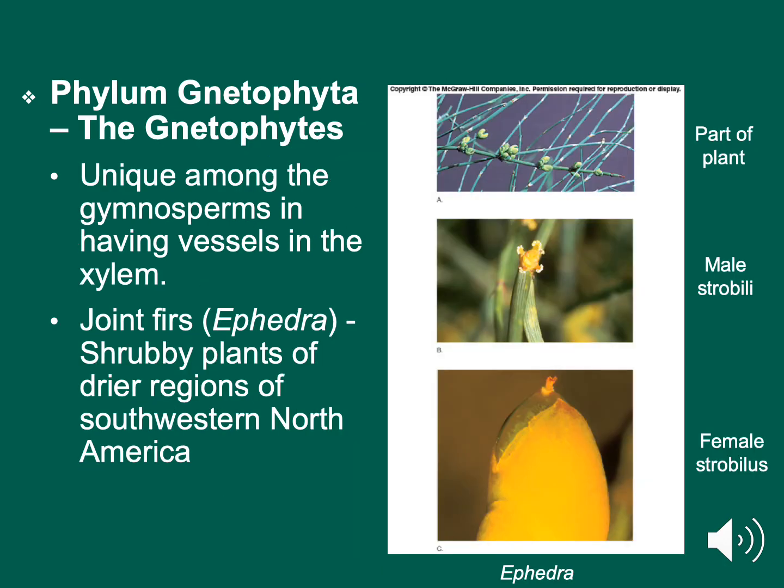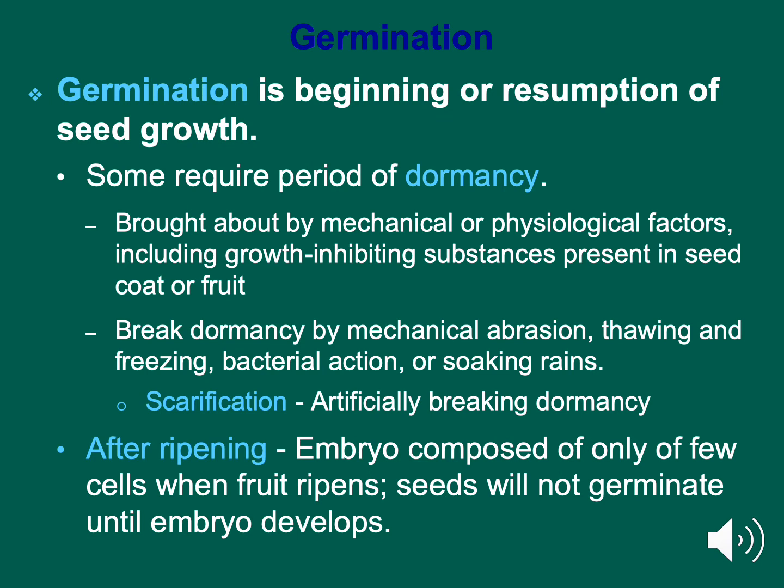The last phylum are the Gnetophyta, or Gnetophytes. This is a weird phylum because they basically had a few species that they couldn't group into the other phyla, so they grouped them together. Included in this are the joint firs, which are pictured here. So let's talk about what happens to the seeds after they're dropped.